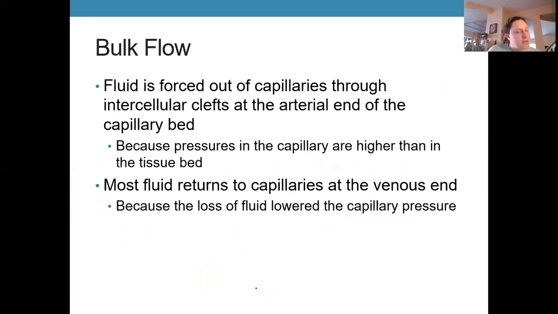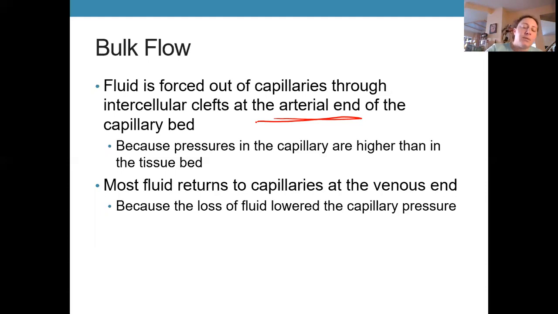And the majority of how stuff moves is called bulk flow, which is where we're forcing fluid out of the capillaries through those intercellular clefts that we mentioned when we covered the capillary anatomy. It usually happens at the arterial end of the capillary bed because the pressure is higher there. And the cool thing is that as the capillary flows, it loses pressure because it's moving fluid out of it. And by the end of it, fluid starts coming back in because the pressure in the tissue bed is higher than it is in the blood.